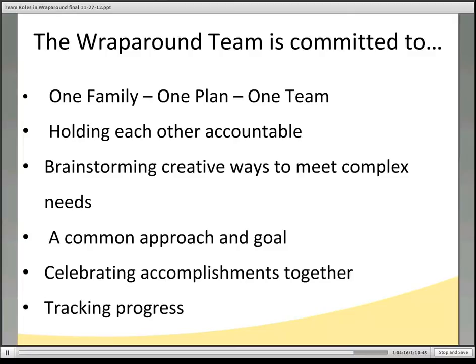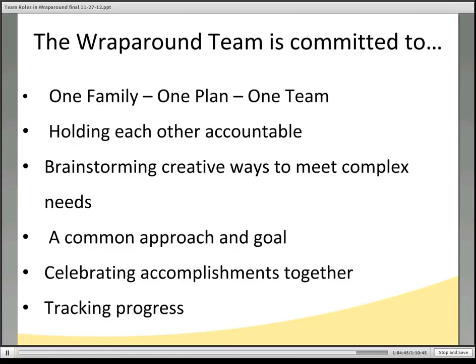They also agree to a common approach and goal, and they understand their roles and responsibilities. They understand what it means to plan as part of a team rather than individually working in parallel to each other, but really working together. And then celebrating all of those accomplishments that they achieve together, because everybody's put a lot of hard work into this. And I can't emphasize enough tracking progress.